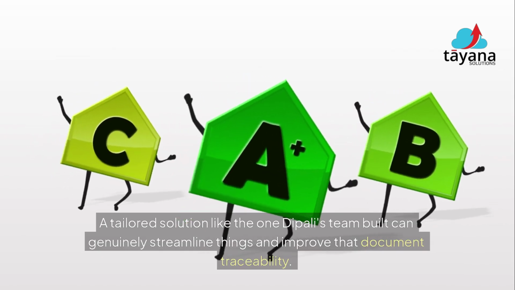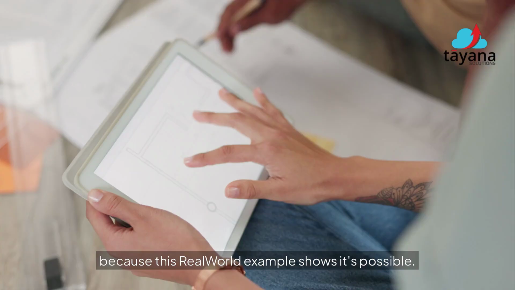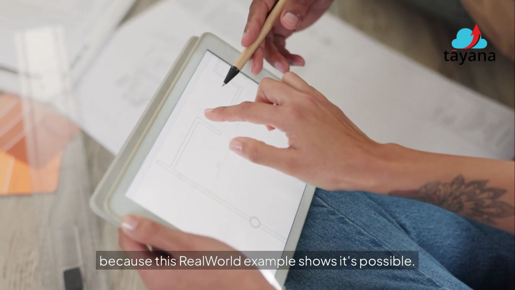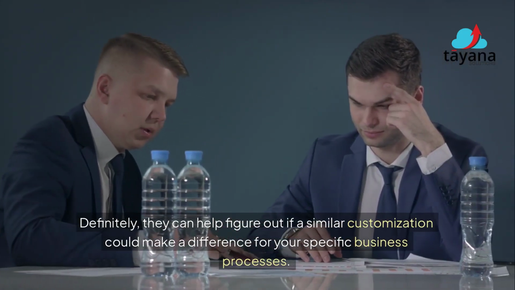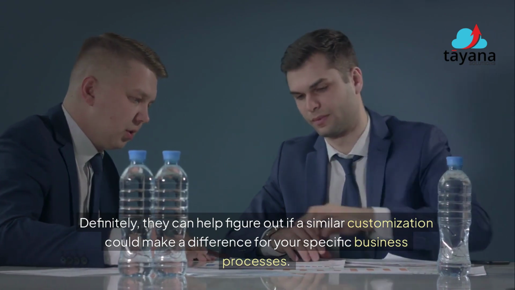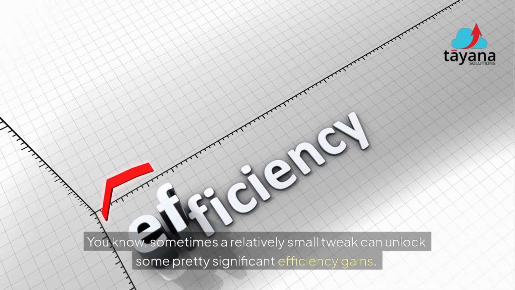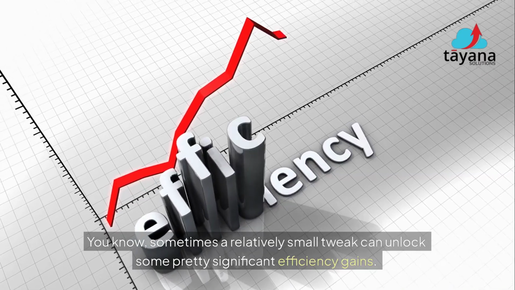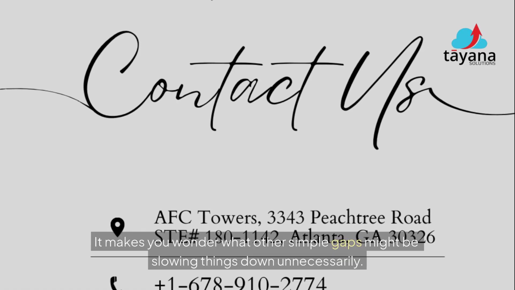Exactly. A tailored solution, like the one Dipali's team built, can genuinely streamline things and improve that document traceability. It might be worth reaching out to experts like the team at Diana Solutions. Because this real-world example shows it's possible. Definitely. They can help figure out if a similar customization could make a difference for your specific business processes. Sometimes a relatively small tweak can unlock some pretty significant efficiency gains. It makes you wonder what other simple gaps might be slowing things down unnecessarily.